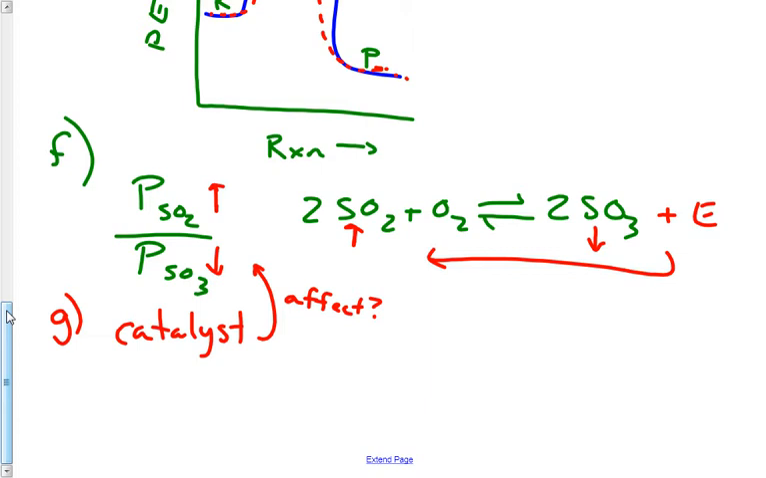It would get to that point of equilibrium faster, right? But it would not actually change the value of it. And that would be it. Sorry, I did cut that off. That's a good question to have, just to kind of finish that up.